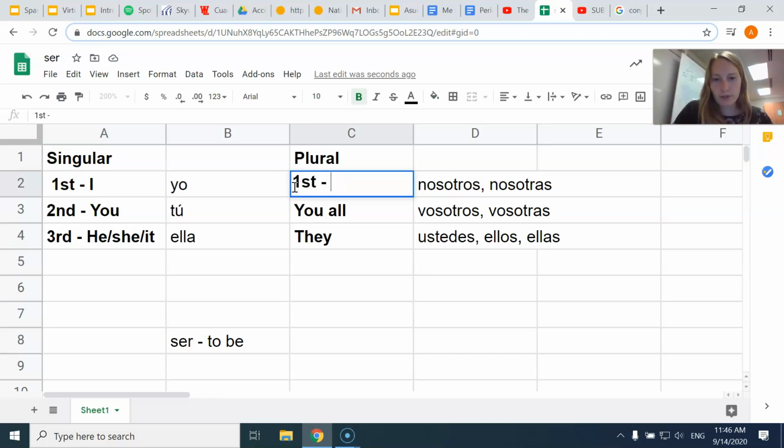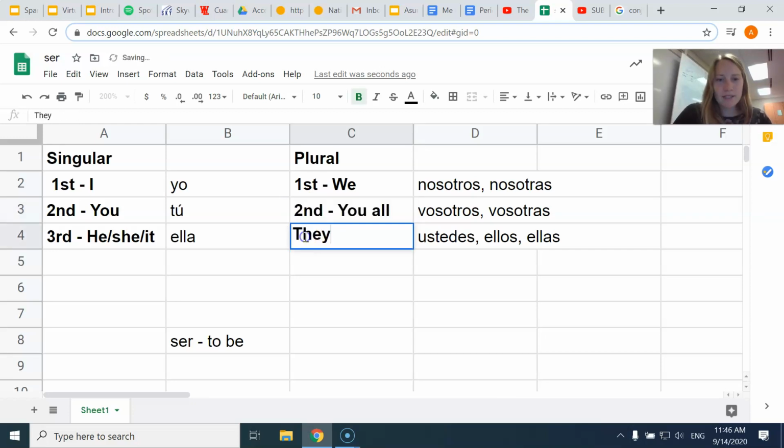First person plural is we. Your second person plural is you all, or you could say y'all, okay? And then your third person plural would be they. So in Spanish, I have that for here. I in Spanish is yo. You in Spanish is tú, or usted, which we'll talk about in a second. Then we have he, she, or it in Spanish is ella.